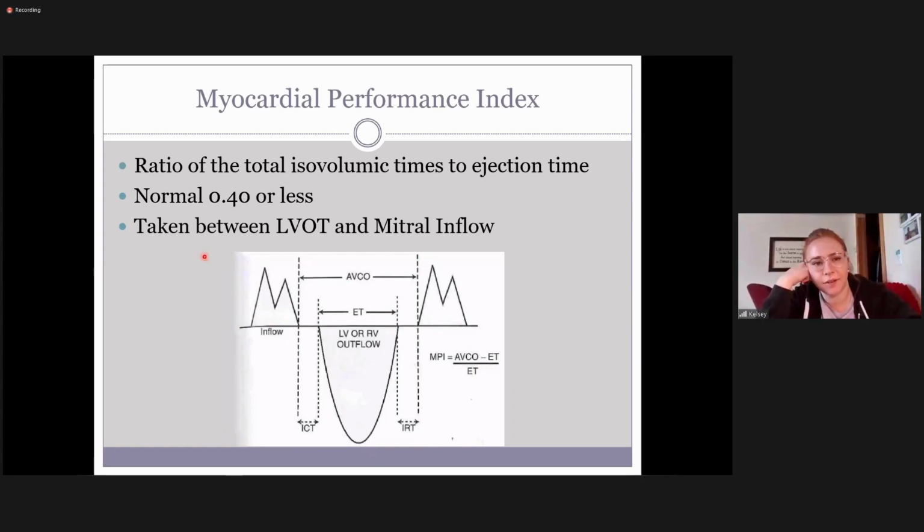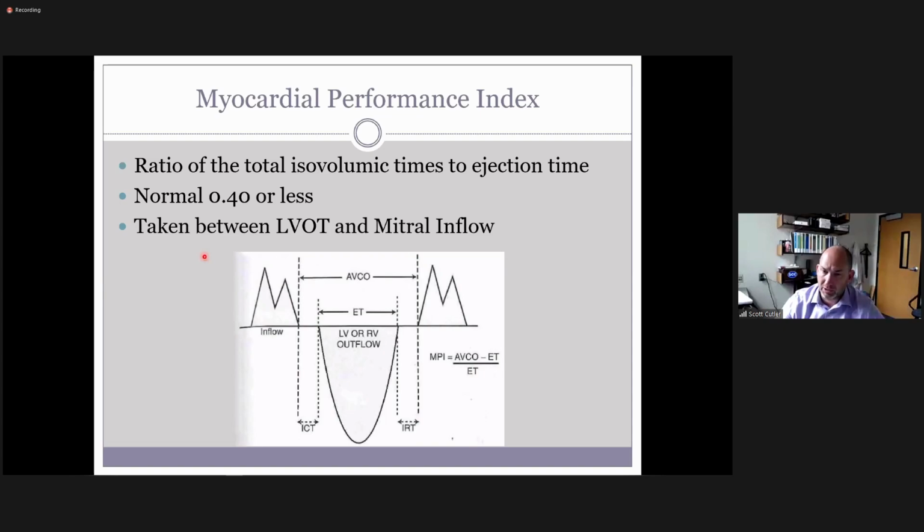Is it essentially just an IVRT placement, basically? Yep. Yeah, if you're to do a good IVRT, you've got what you need to do it. Yeah, that's exactly right.